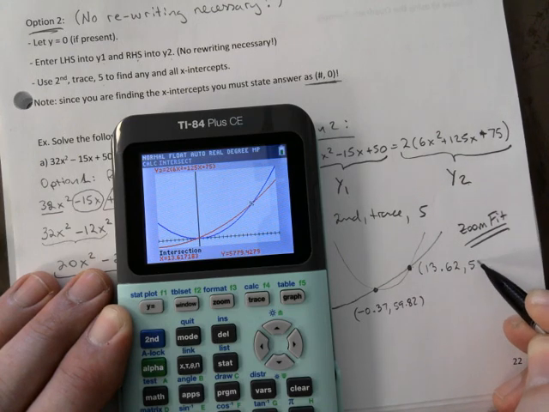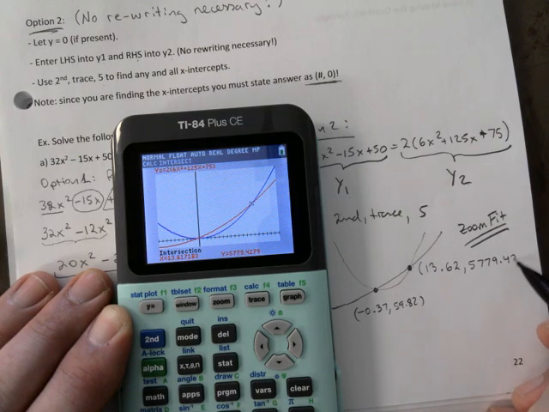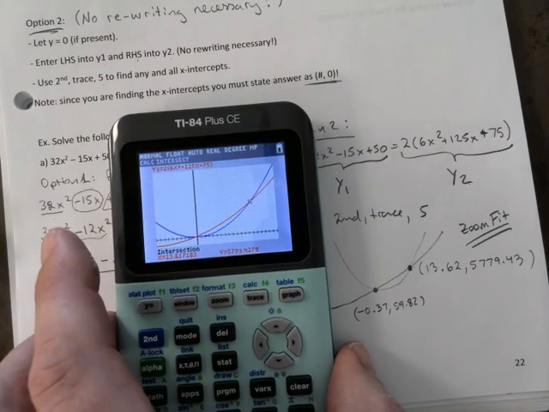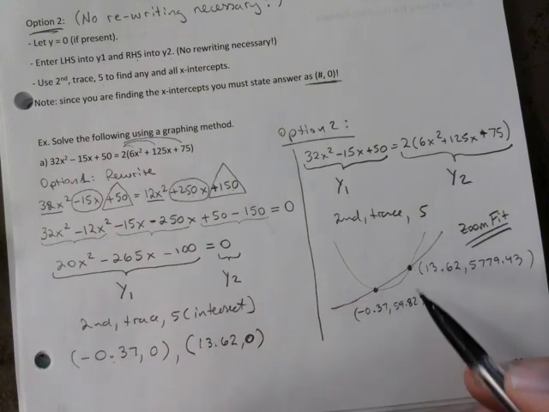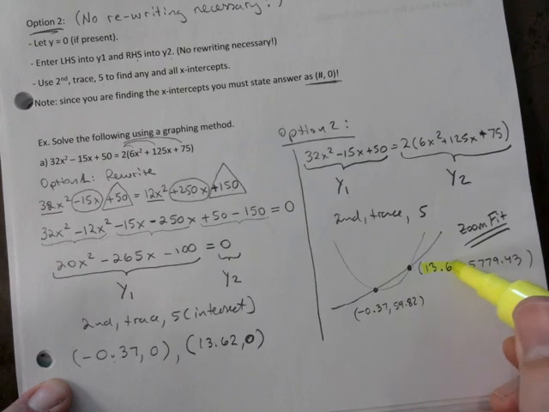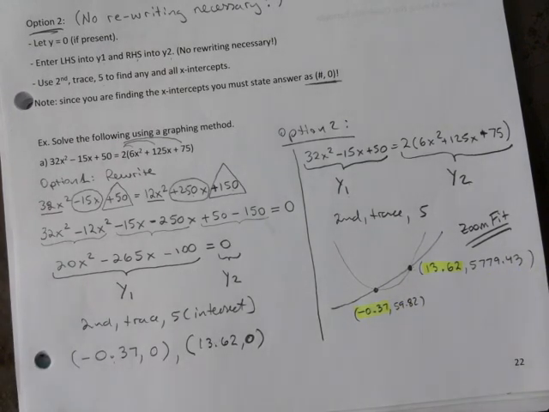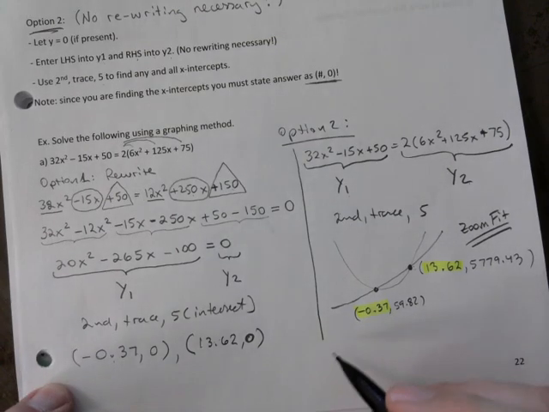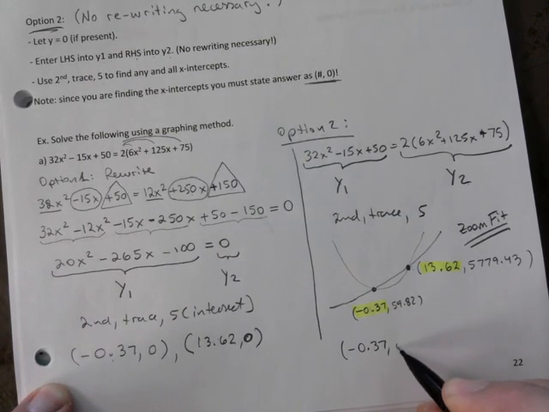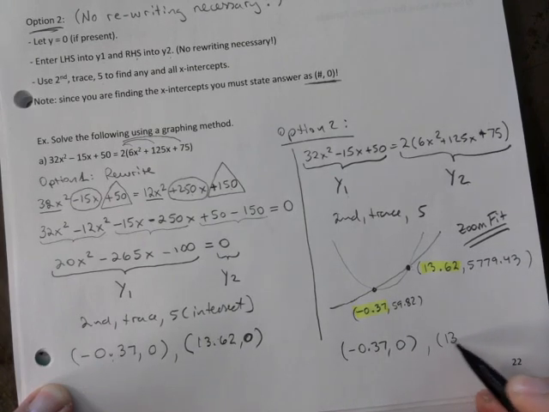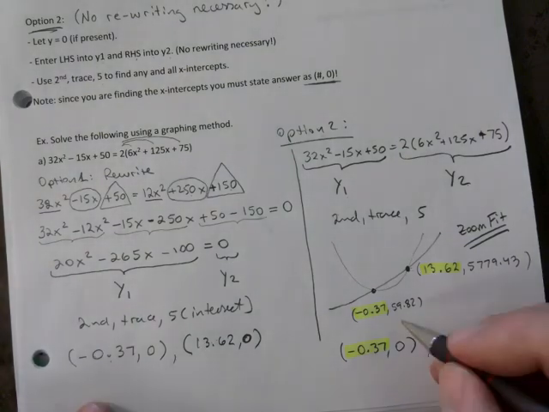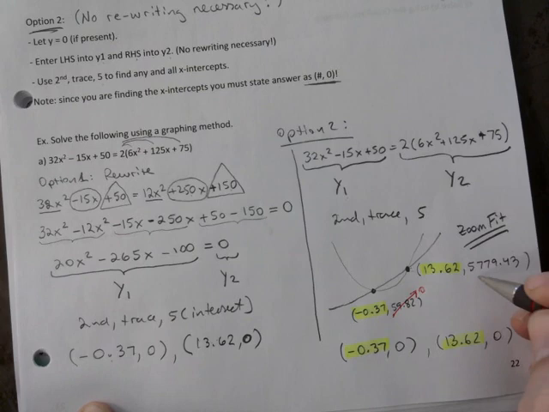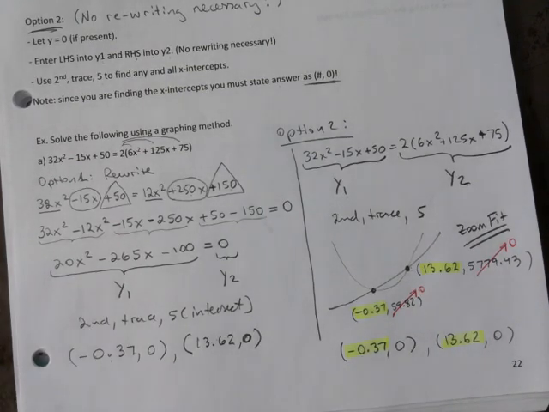And so this point right here is 13.62, 5,779.43. We don't want that. But when you use this method, you are finding the intersections, but we're only going to focus on these ones. So you don't have to write down the whole coordinate when you're writing your test or AC. You just write down negative 0.37, 0, and 13.620 as your answers, right? So essentially, we turn these ones to 0. Okay.